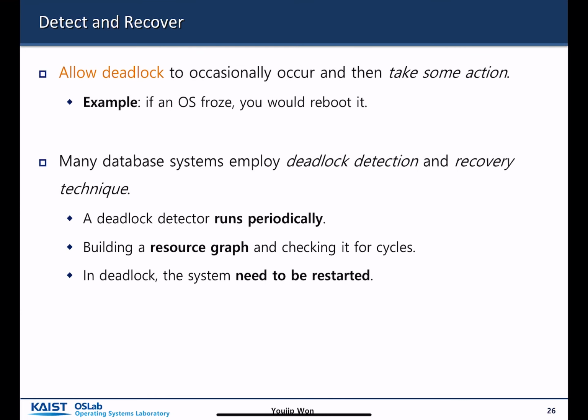We can allow deadlock to occur. In that case, we have to take some actions. So if an OS froze, we have to reboot the system. Many database systems employ deadlock detection and recovery techniques. The deadlock detector runs periodically, and the DBMS builds a resource graph and checks if there are any cycles. And in a deadlock, the system needs to be restarted.